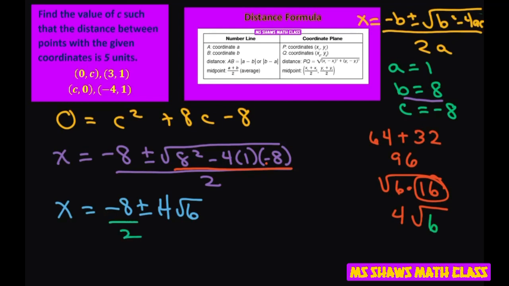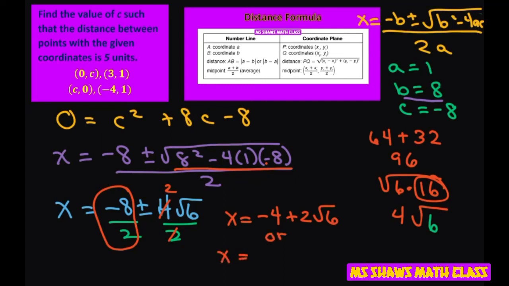And we can divide both of these pieces by 2. When you do that, this is negative 4 plus, 2 goes into 4 two times, 2 square root of 6, or x equals negative 4 minus 2 square root of 6. And this will be your final answer.